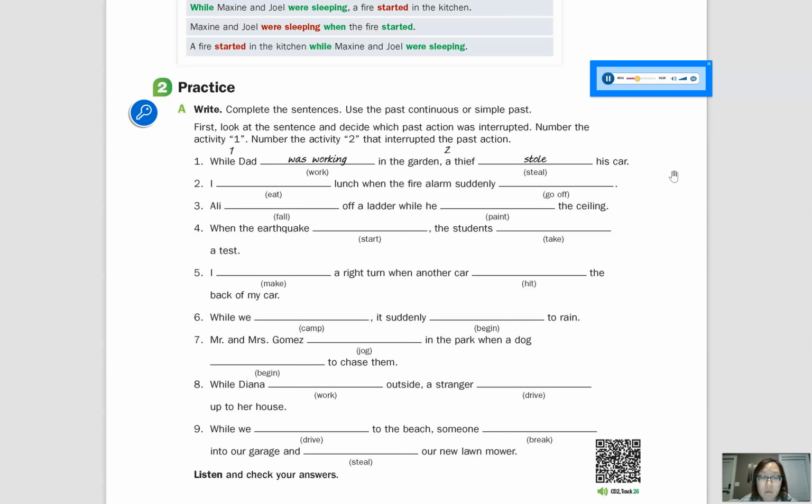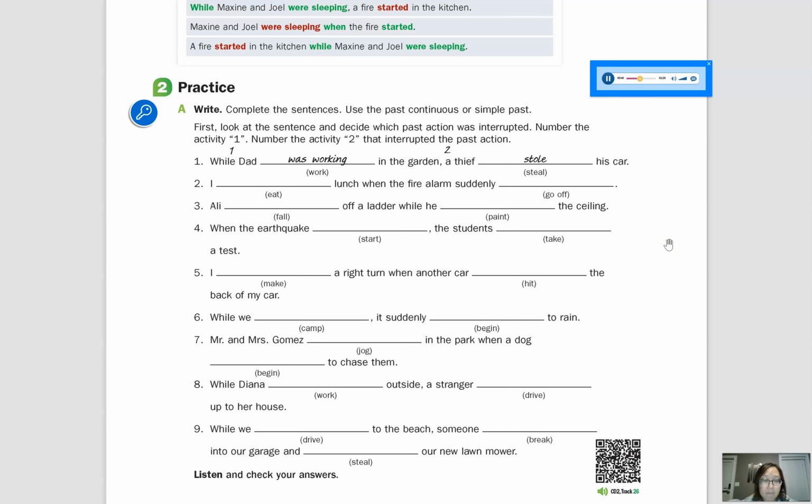4. When the earthquake started, the students were taking a test. Okay, so when the earthquake started is the activity that interrupted this activity. So we can put number 1 here, and then the students were taking a test. We can put, oh, I'm sorry, did I say number 1? I meant we can put number 2 here, and then the students were taking a test. This is number 1 because this is the continuous activity that was already happening.